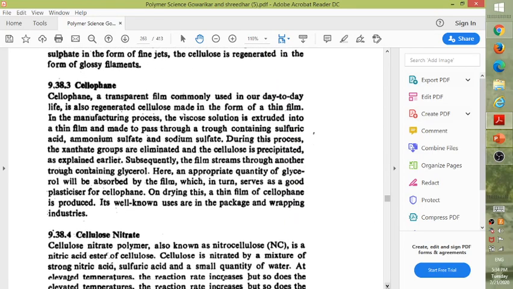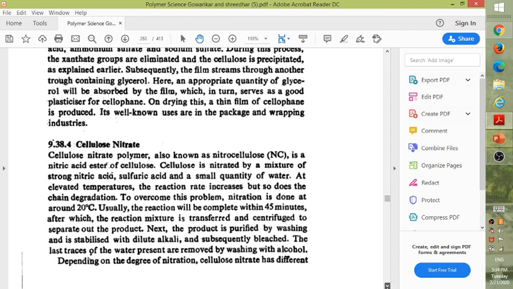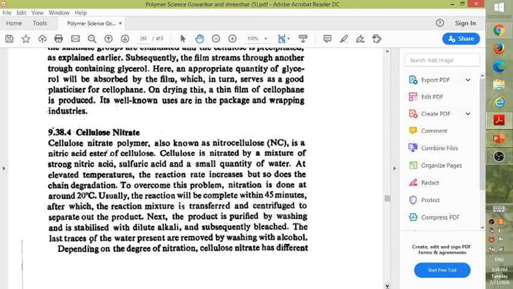So nitrocellulose or cellulose nitrate or gun cotton. Cellulose nitrate polymer, also known as nitrocellulose, is a nitric acid ester of cellulose. Cellulose is nitrated by a mixture of strong nitric acid, sulfuric acid, and a small quantity of water. At elevated temperature, the reaction rate increases, but so does the chain degradation. So you increase the temperature, the reaction will be faster, but chain degradation will also occur. So we want to avoid this problem of chain degradation.